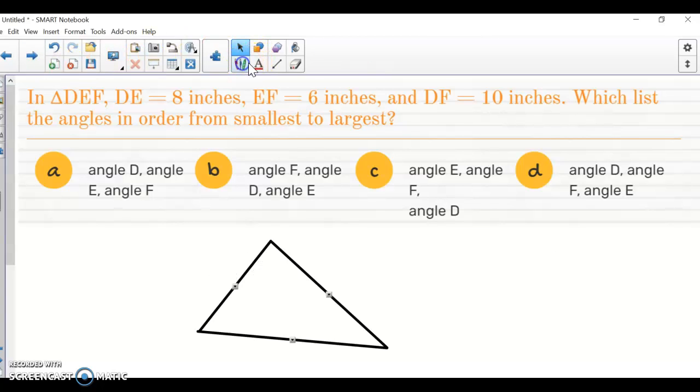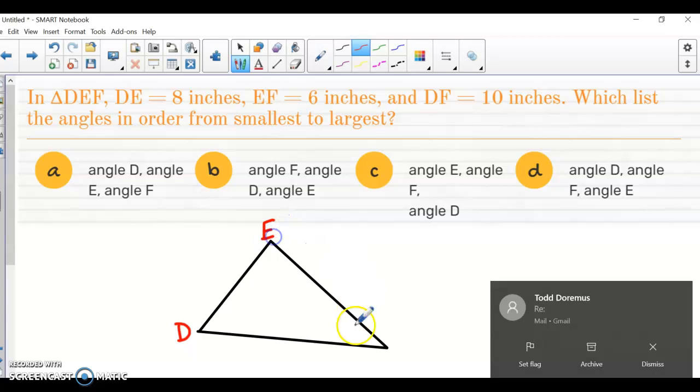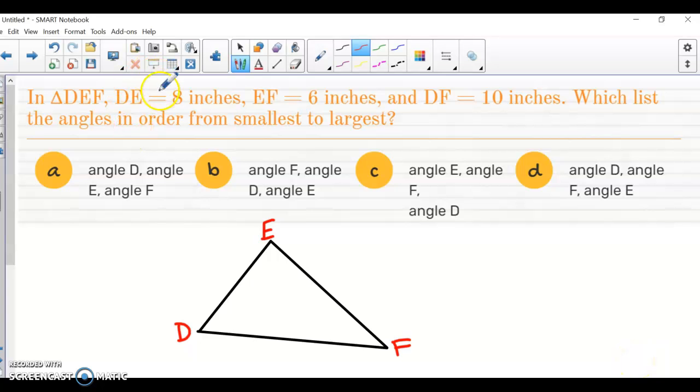So when we look at an example, it says in triangle DEF, and right there I would stop and I would draw a triangle and I would label all of my corners D, E, and F. So that this way then I can label what the sides are. So D to E is going to be 8. E to F is 6. And D to F is 10. And it wants to know which angles from smallest to largest.